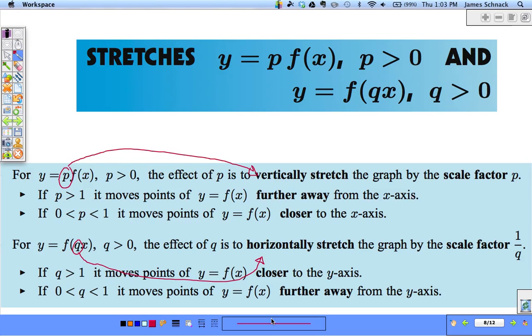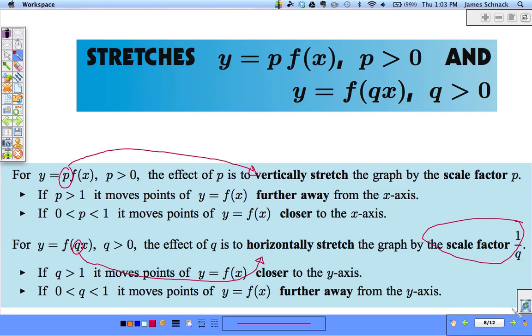Inside the function with the x, it's opposite of what you would think. If q is greater than 1, we go closer to the y-axis. If q is less than 1, a fraction, we move further from the y-axis. And that's where this scale factor 1 over q is.